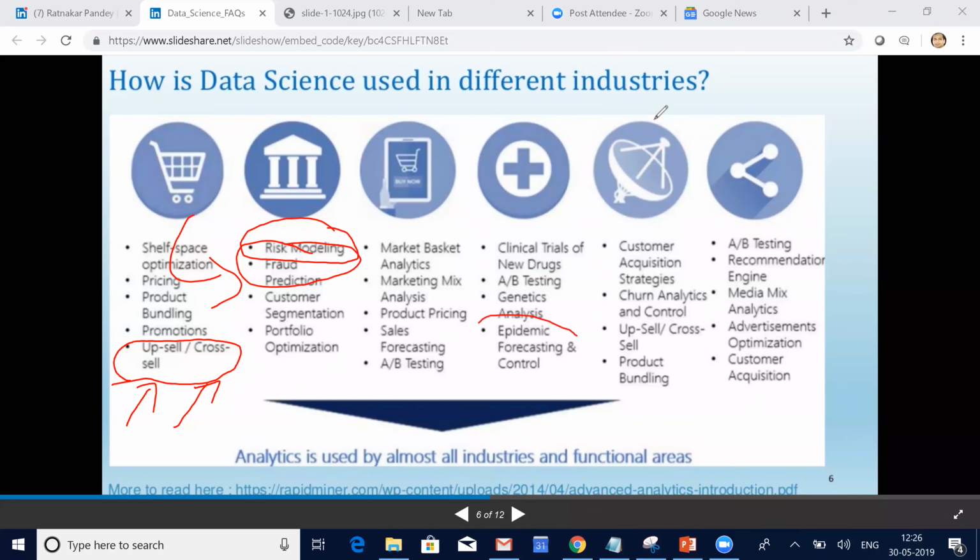Epidemic forecasting, like any type of virus, which direction they're going to go, how many people will be impacted, where should we have the antibiotics, all of that is being driven by this. So this is an example coming in from the pharma world.